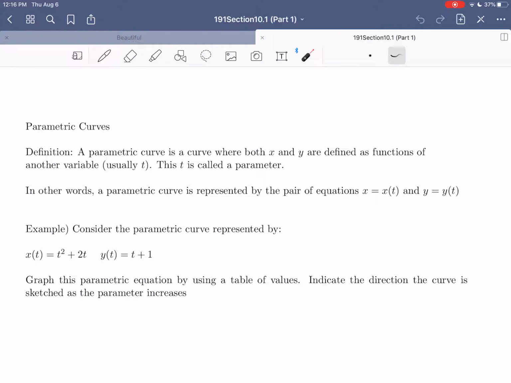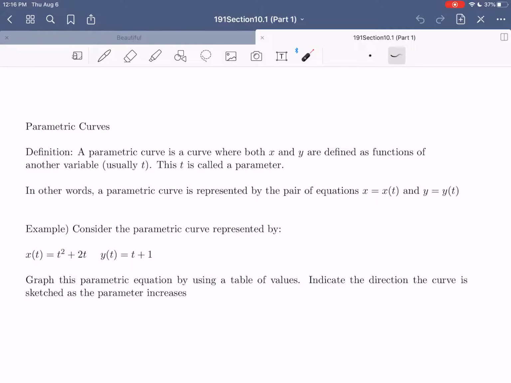In this video, we're just going to introduce the concept of a parametric curve and look at a couple of examples. Then we'll get into section 10.2 and actually learn how all the calculus that you've learned thus far applies to this new way of representing and thinking about curves. So, what is a parametric curve?